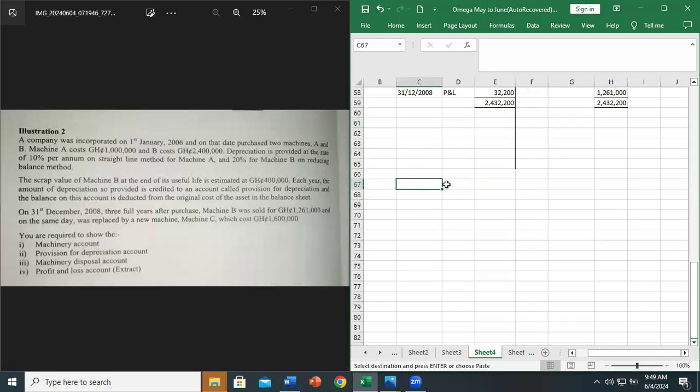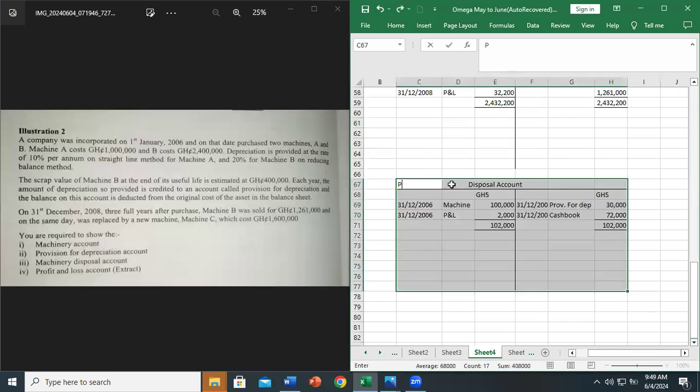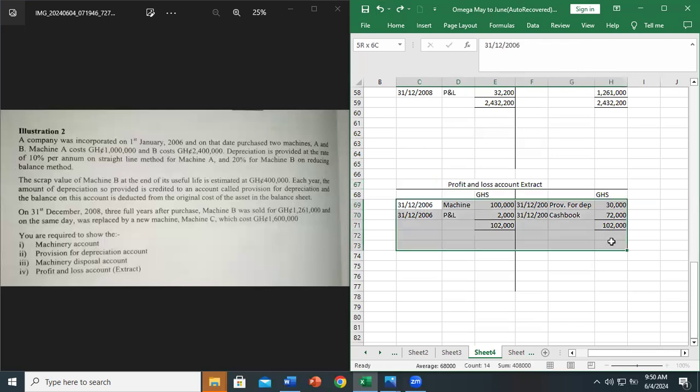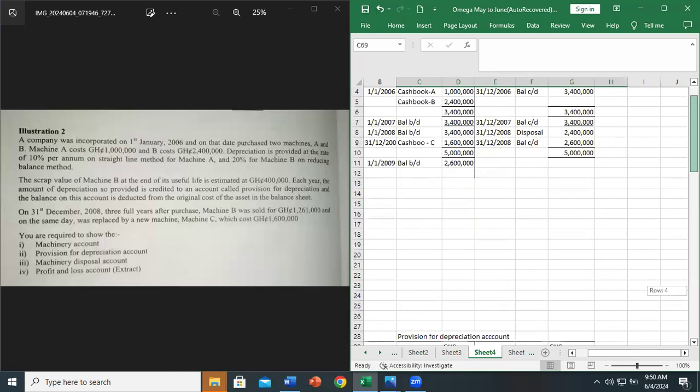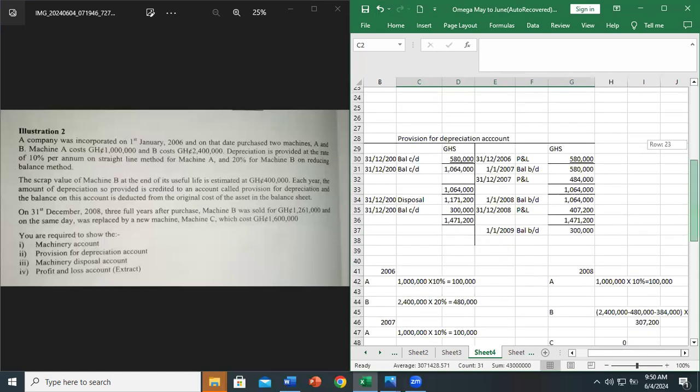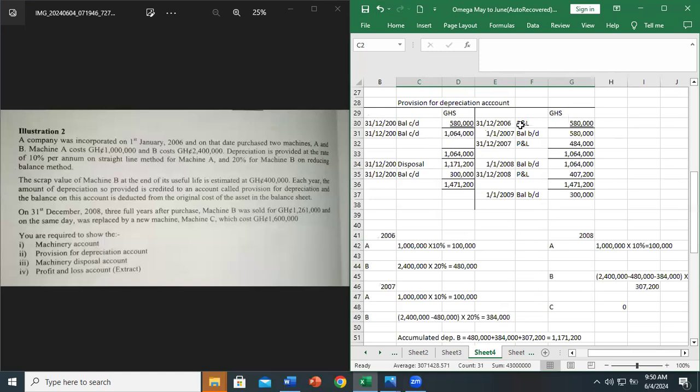Okay, so I always prefer the T style because that will make your extract very simple for you. So profit and loss account extract. That is what you write like that. So this is what you do. Go through the account. You realize that in the machine account, there is no profit and loss account for you to post. So come to the provision for depreciation account, okay? Wherever you see profit and loss, pass the corresponding entry, that's all.